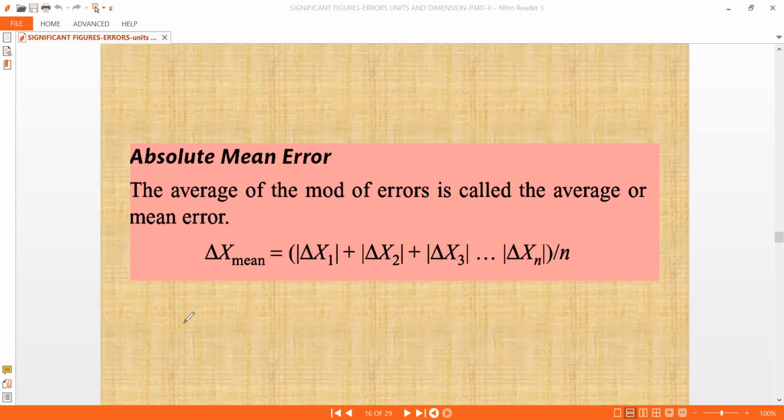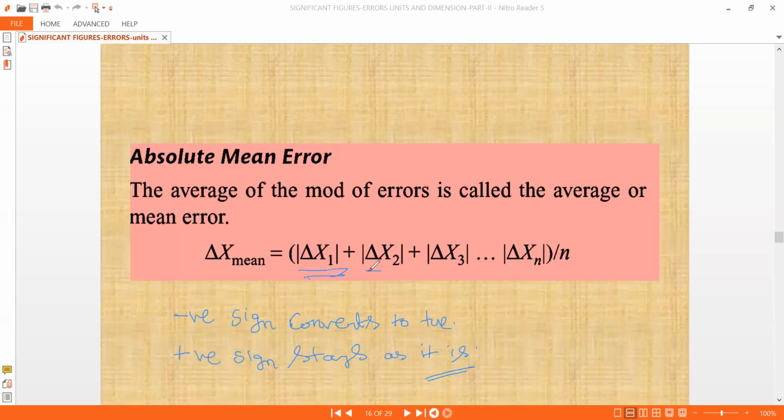So if at all a negative sign is there, it converts to a positive value. And if at all a positive sign is there, it stays as it is. So that is what the modulus value is. So that is delta x1. Even if you have negative values, make them positive values, just add up and then divide by the number of measurements. Then you get delta x mean. I hope you have got this.